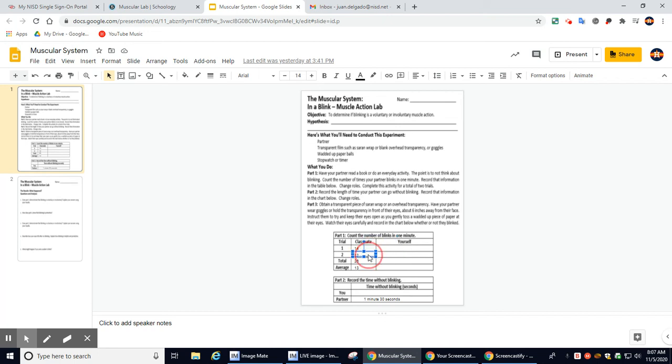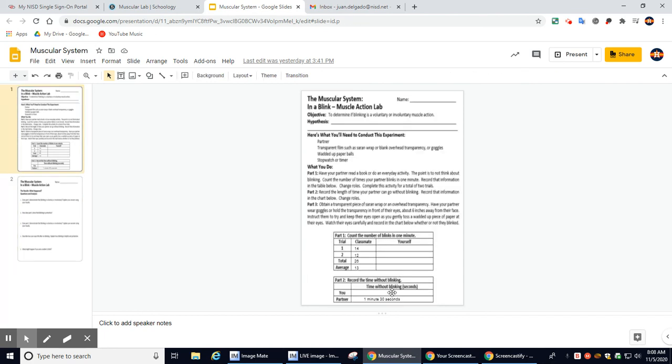For example, I filled in my information for trial one and trial two. For the total, I added trial one and trial two, and my total was 26. To get my average, I divided 26 by 2, and I got 13. Again, you're going to time yourself for a minute each time, read a book, watch the screen, maybe go grab a snack. During that time, see if you can count how many times you blinked during that minute, and then record your answers here.